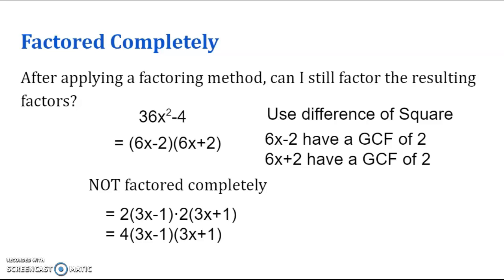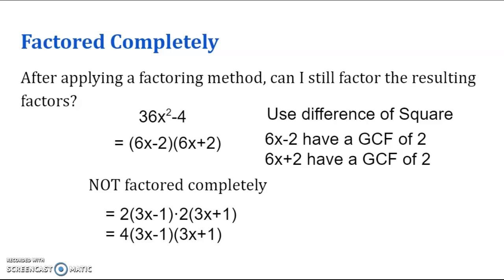And what do we mean when quadratics or polynomials are factored completely? After applying any factoring method, can I still factor the resulting factors? That's the question you should always be asking. Say, for example, in this case, 36x squared minus 4. The first thing you should have noticed is that 4 is a GCF of both terms.